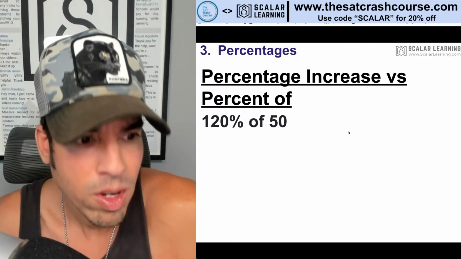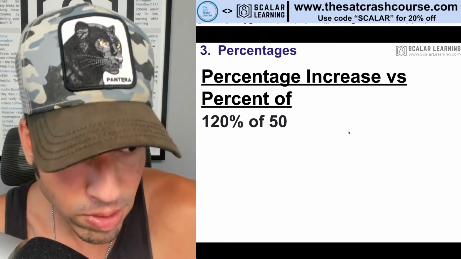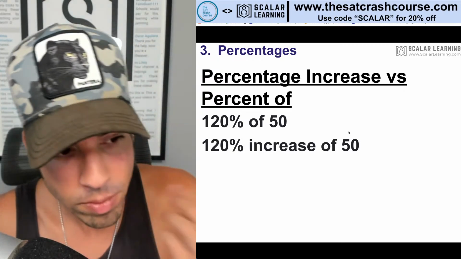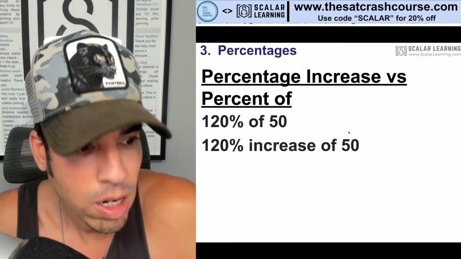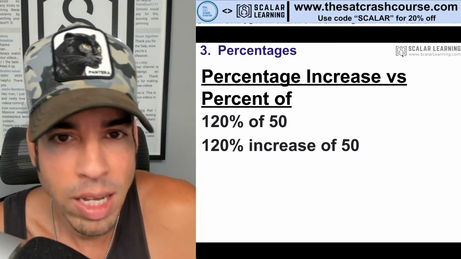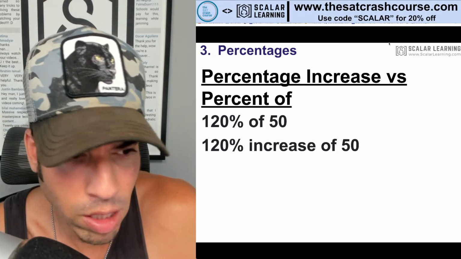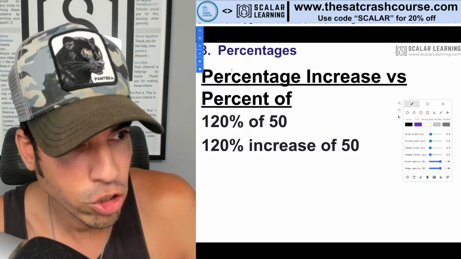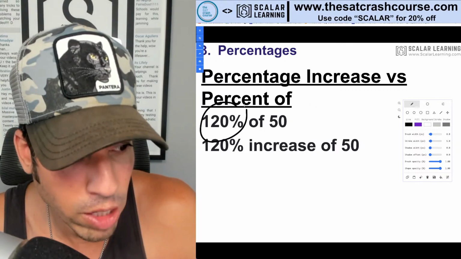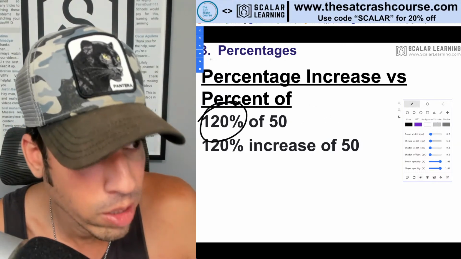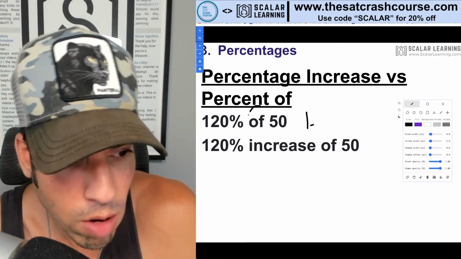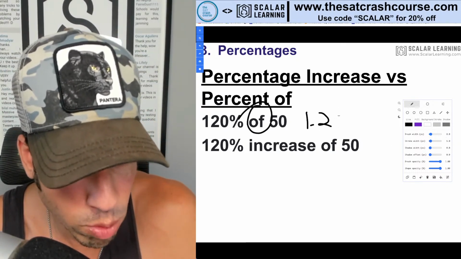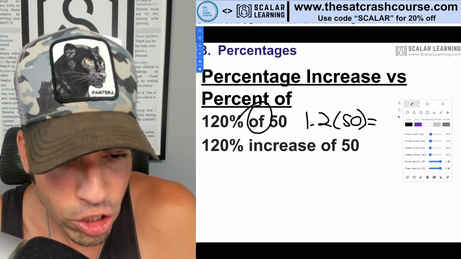So again, 120% of 50 means we just take 120% of 50, 1.2 times 50, versus a 120% increase. That's a different scenario. So let me show you how you would distinguish between these two. Where it gets confusing is when you have values above 100. When it's less than 100, it's a little bit more logical. So 120% of, that means of is synonymous with multiply. So we just do 1.2 times 50, which is 60.